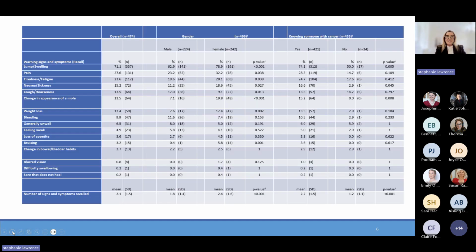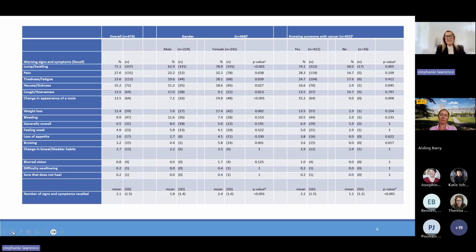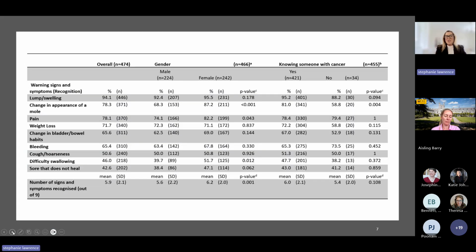Just focusing on the findings, a lot of data here, but it's interesting to see from an overall point of view, lump and swelling was certainly recalled by a number of adolescents. An accumulation of over 71% recognised lump and swelling and documented that, whereas the least number looked at change in bowel or bladder habits, for instance. From the recognition point of view, again, 94.1% of adolescents recognised lump and swelling. And again, a sore that doesn't heal was the least recognised cancer sign and symptom.